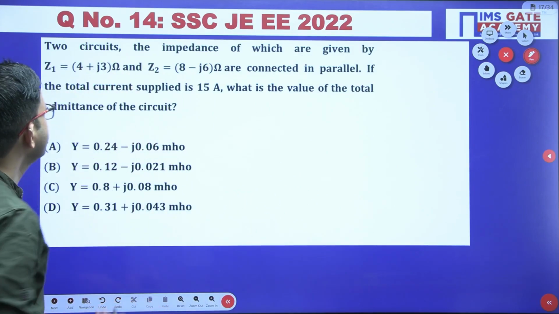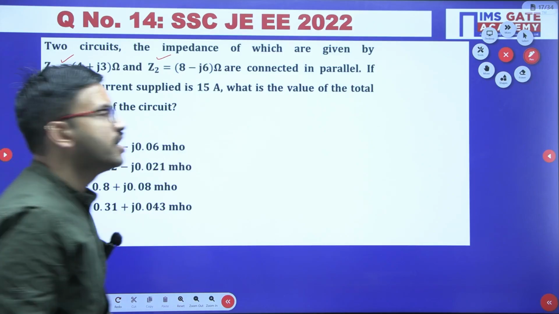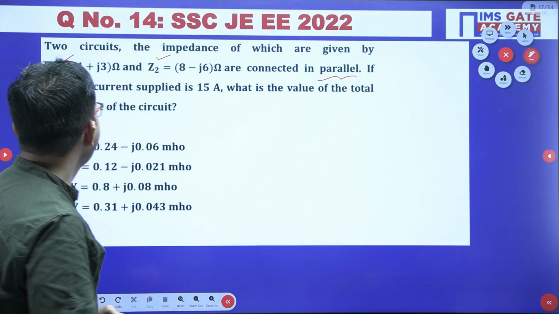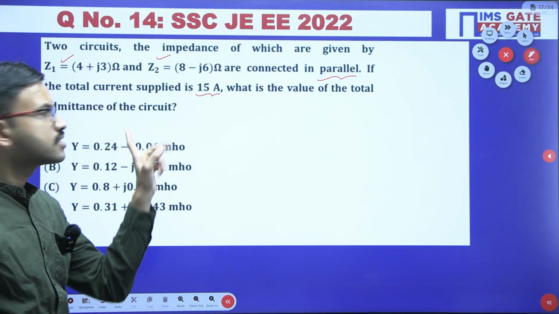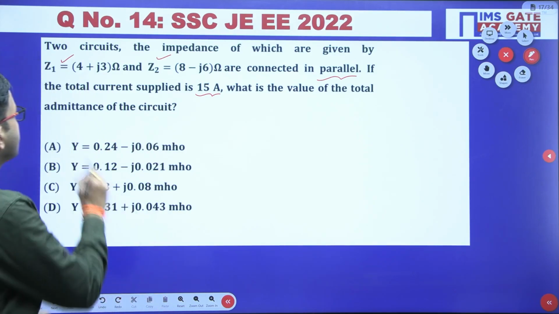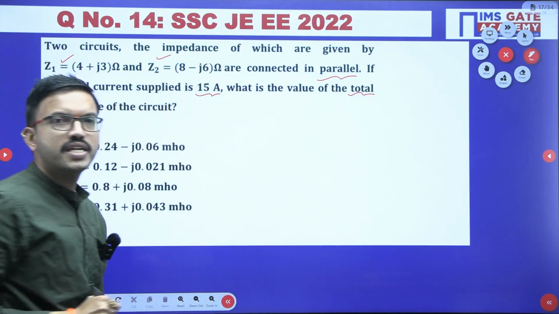Just observe in this question, you have two impedances, Z1 and Z2, both connected in parallel. And here the supply current for that parallel connection is 15 ampere. Now the question asks for the total admittance of the circuit.